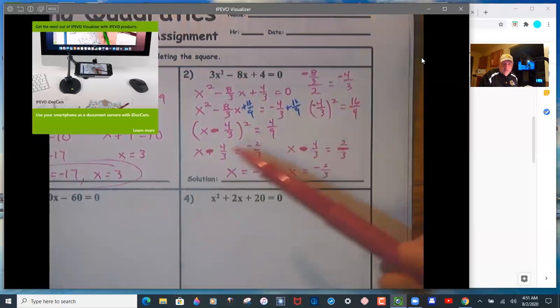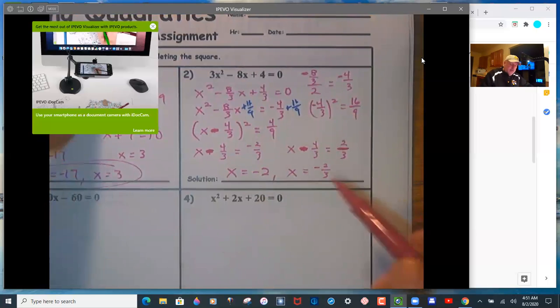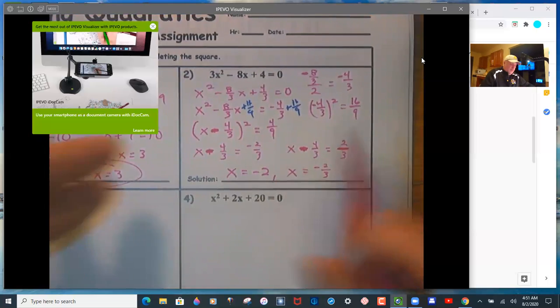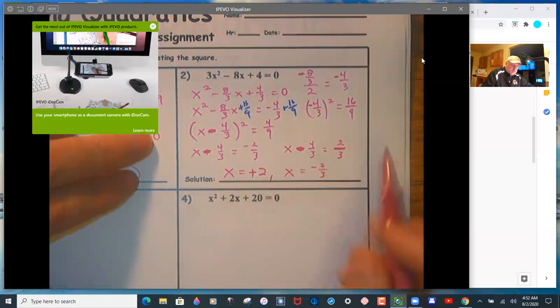And then that gets squared. So it's x minus 4/3 on both. So it makes a negative 2. And then this will be 6/3. So this will make a positive 2 here. These signs will switch. And then here, this will make positive 2/3.